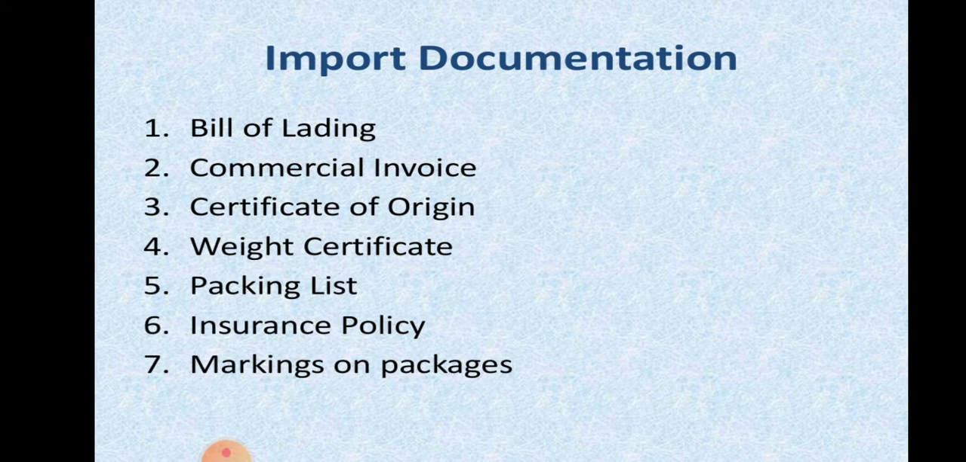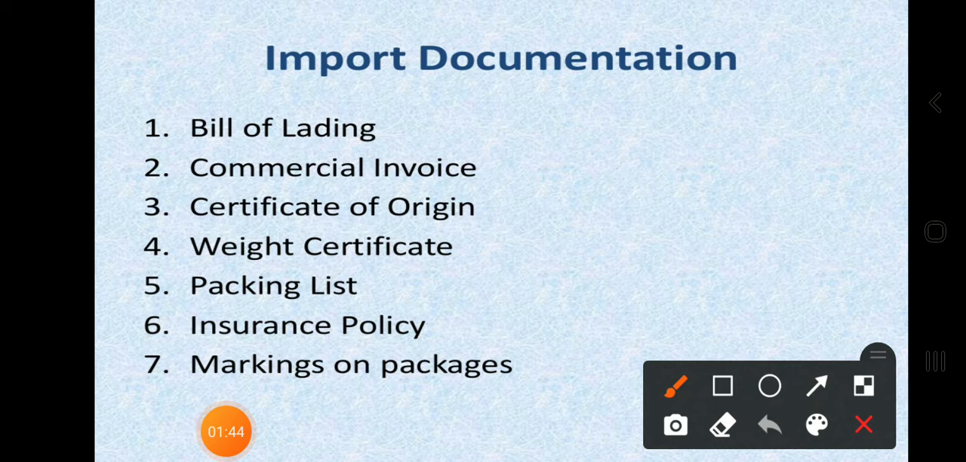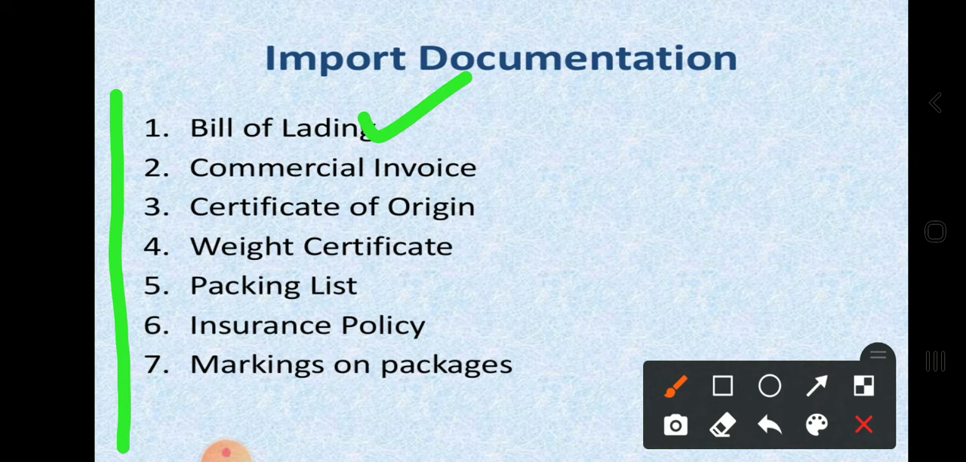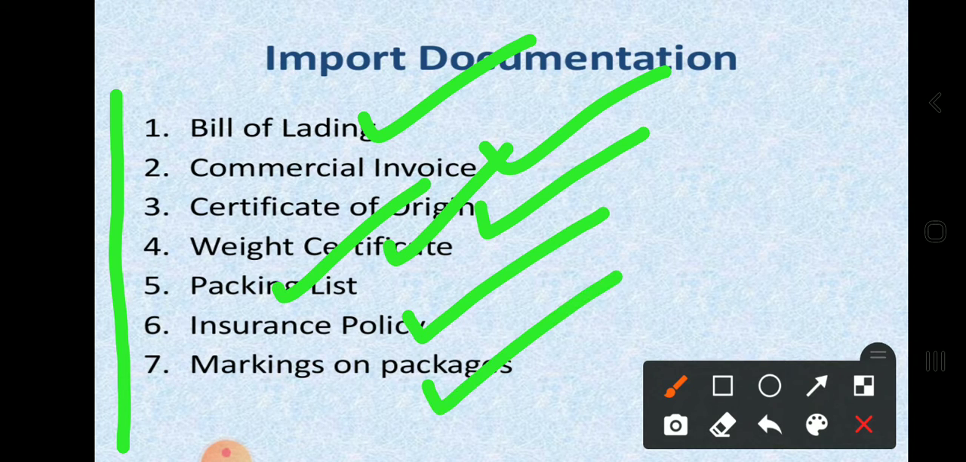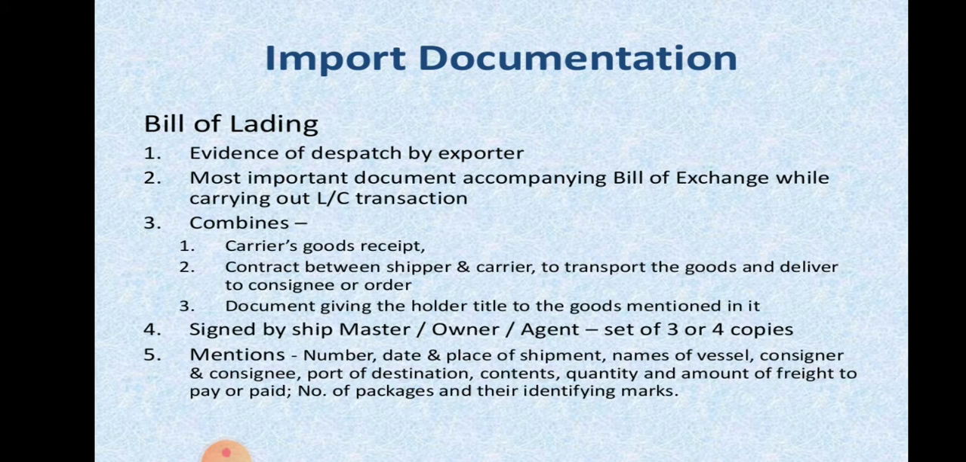Next we have import documentation. For the import of goods, the documents visible on your screen are required. The important ones include bill of lading, commercial invoice, certificate of origin, weight certificate, packing list, insurance policy, and markings on packages. First we are discussing the bill of lading.